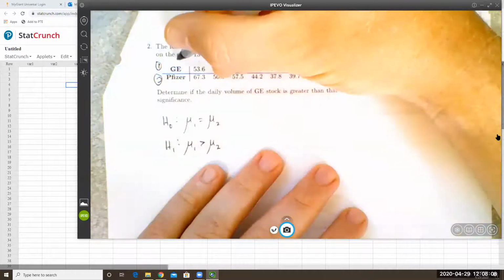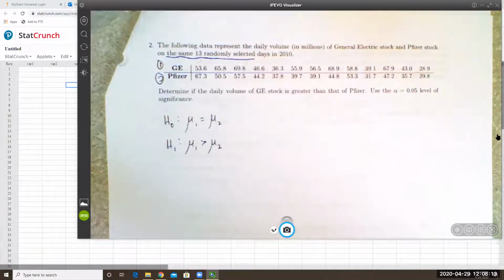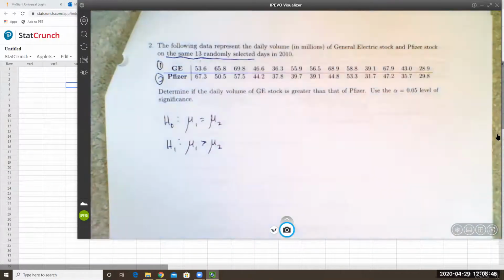That phrase right there is very important. It's the same 13 randomly selected days. In other words, the researchers didn't go out and just randomly select 13 GE stock days and then 13 different Pfizer stock days. That's not what they did. They chose 13 GE stock days, and then they looked at the Pfizer stock days on the same 13 days that they chose for GE. Okay? In other words, once they determined the GE sample, they automatically got the Pfizer sample. So that's dependent sampling.